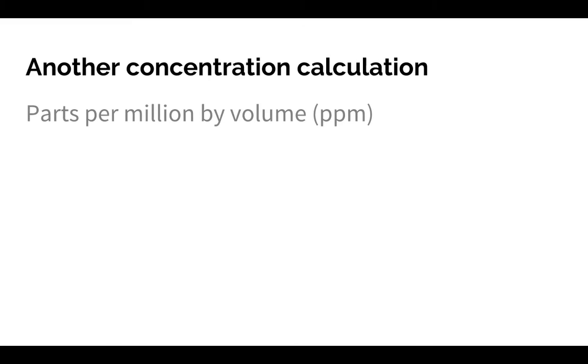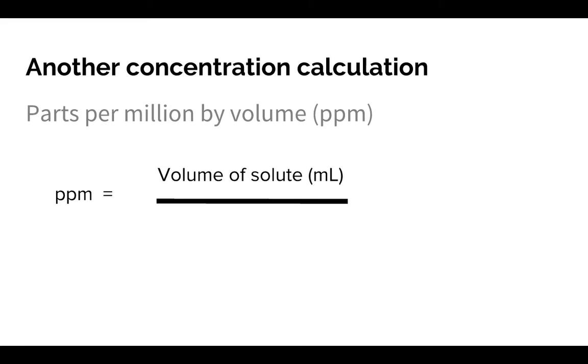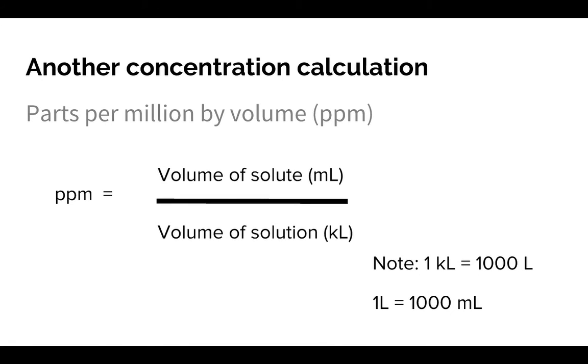You can also calculate parts per million by volume. So parts per million would be calculated using the volume of the solute in milliliters over the volume of the solution, this time in kiloliters. So 1 kiloliter is equal to 1,000 litres, and 1 litre is obviously equal to 1,000 milliliters. So once again, converting kiloliters to milliliters gives you 1 million milliliters. So that's how we get the value over 1 million.